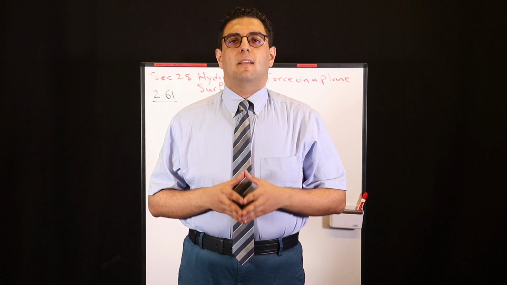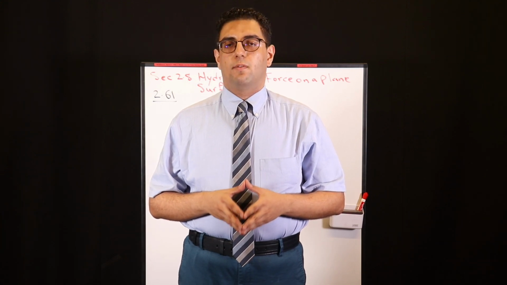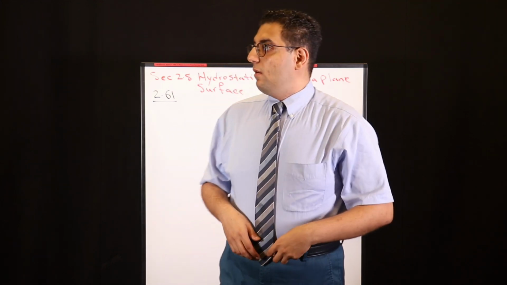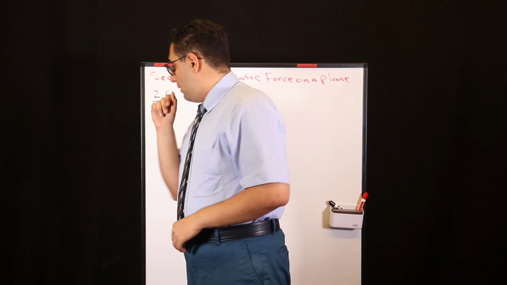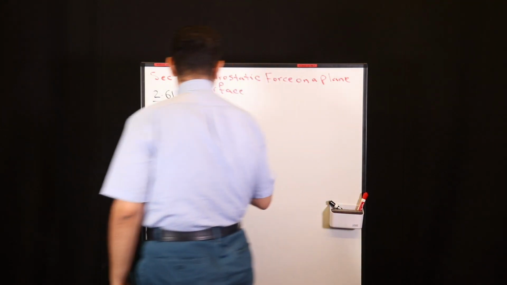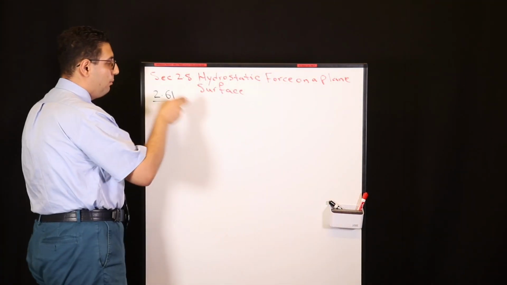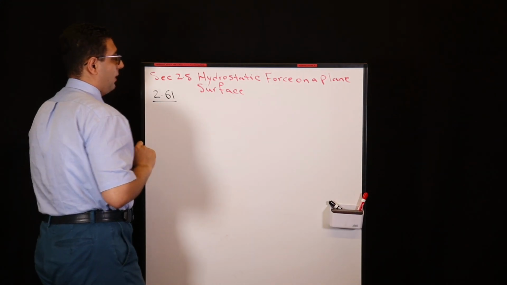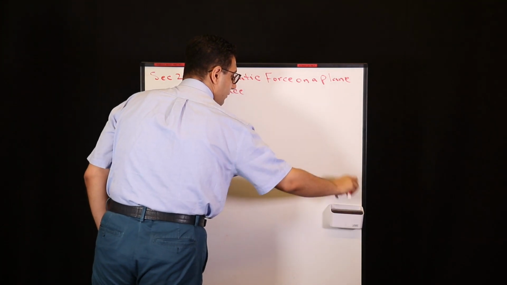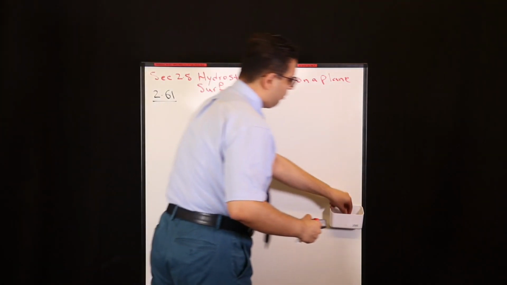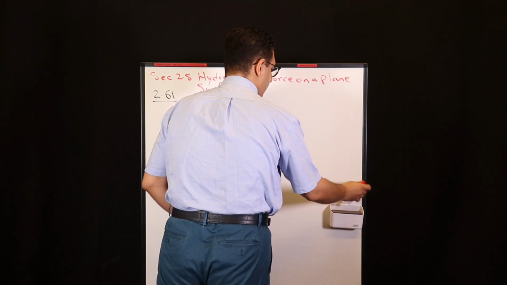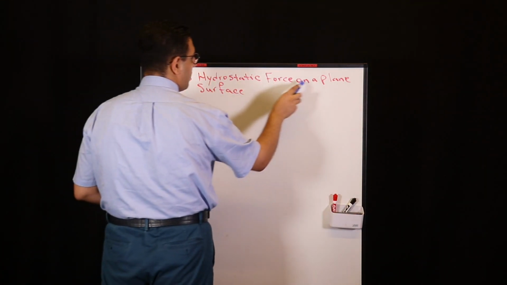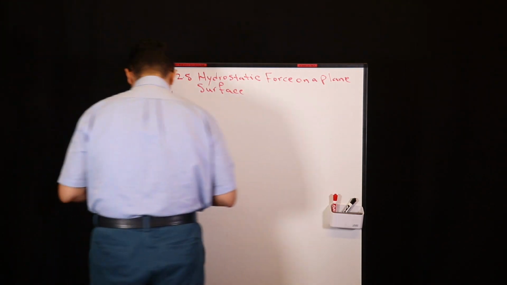This is the fourth session of tutorials for Fluid Mechanics 1, Chapter 2, Section 2. We are going to talk about the question which I provided for you from the book Munson, Edition 6. The number of the question is 2.61 from section 2.8, hydrostatic force on a plane surface.